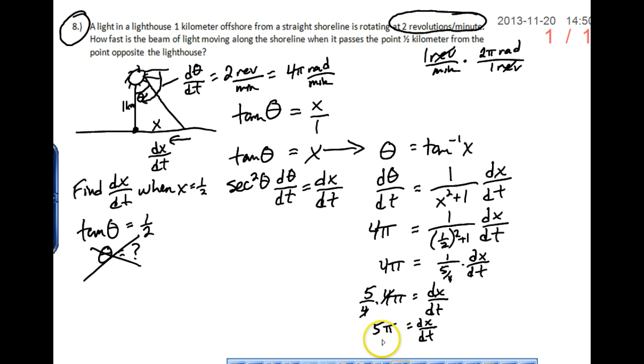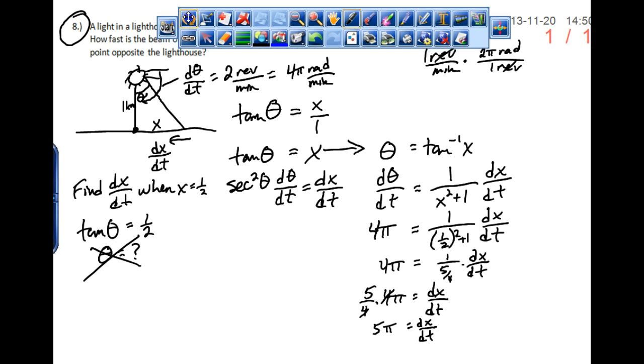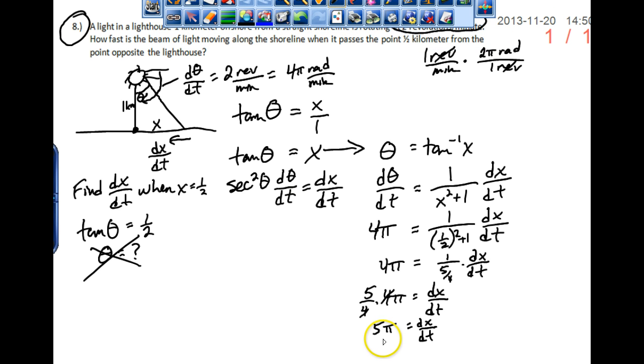Now what would the units be? Well, because we used radians per minute, then we can convert that directly to our linear measurement of kilometers. So 5 pi kilometers per minute.